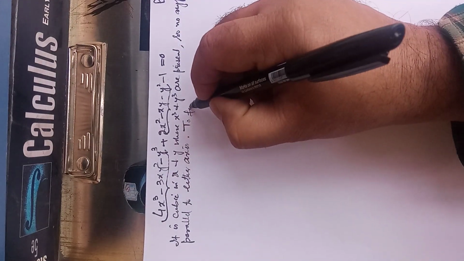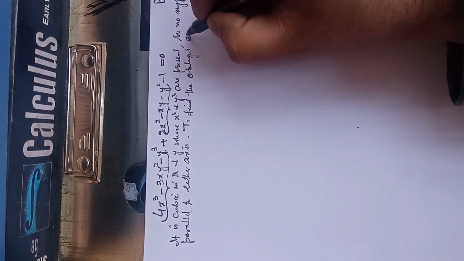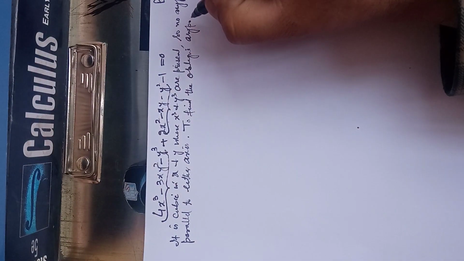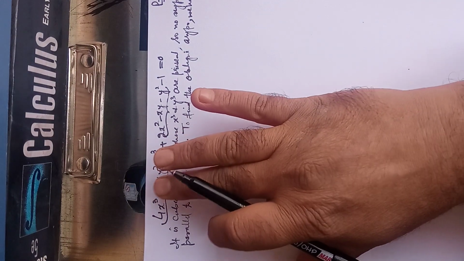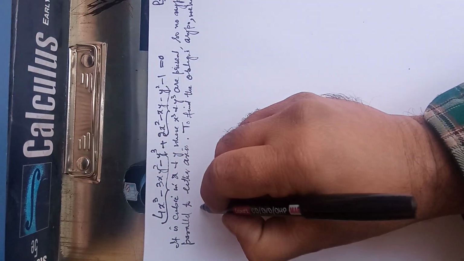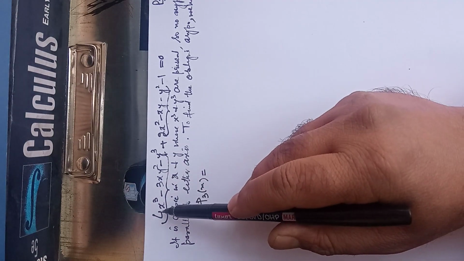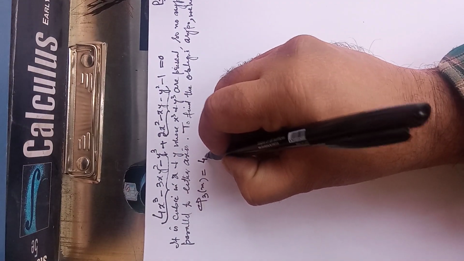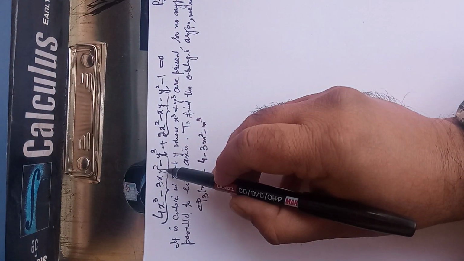To find the oblique asymptotes, we assume y equal mx plus c as an asymptote, then we substitute here and we get these things. Now the method is, we have phi 3m. These are the terms which have degree 3. In those terms we have to replace x by 1 and y by m. Phi 3m is 4 minus 3m square minus m cube, replacing x by 1 and y by m.